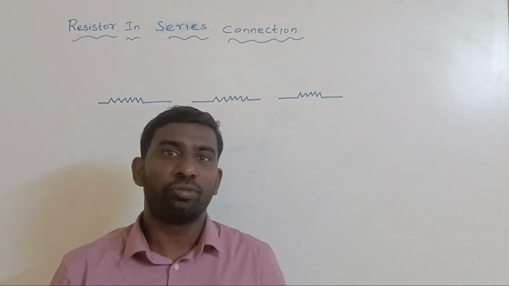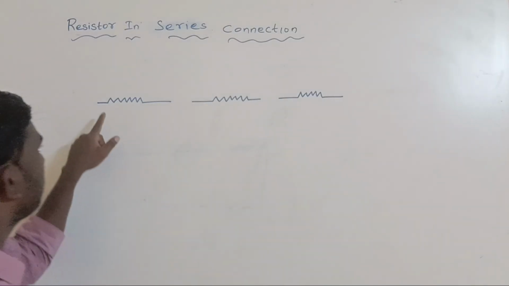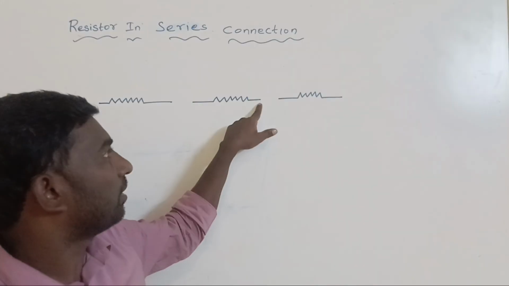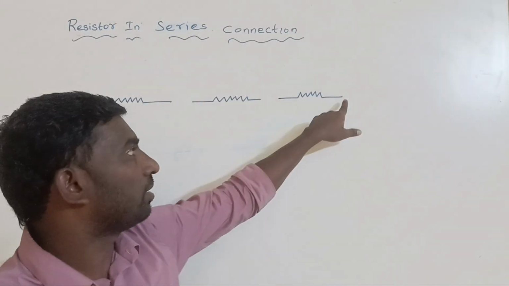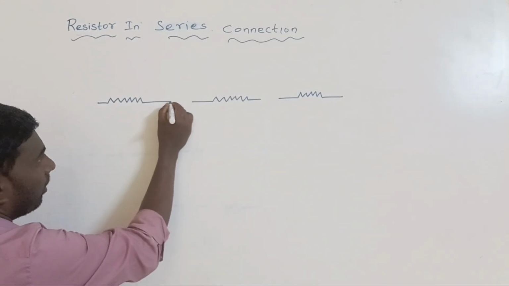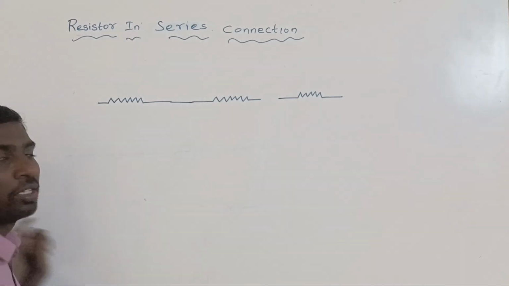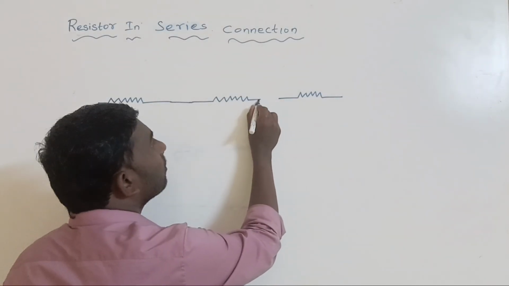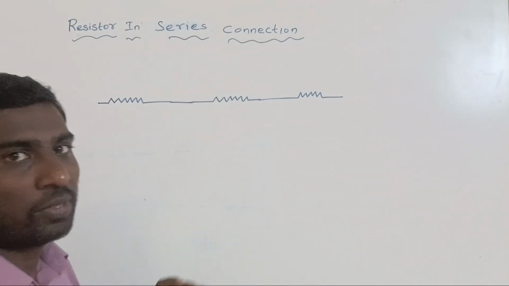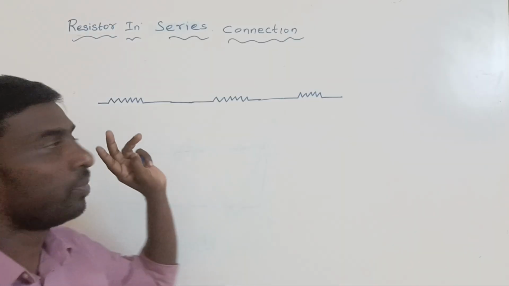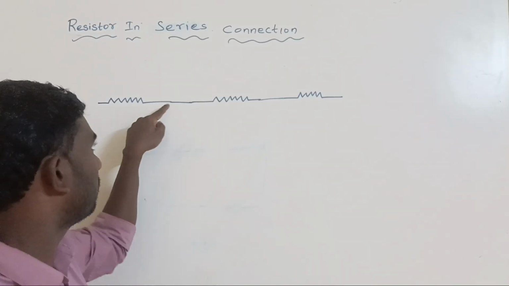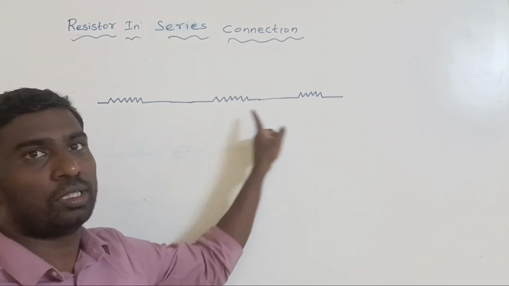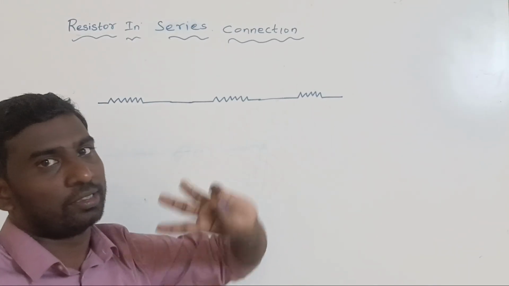How do we make a series connection? Each resistor has a first end and a second end. The second end of one is connected to the first end of the next. If we connect them likewise, it is a series connection. If there is only one connection from this resistor to this resistor, it is a series connection.